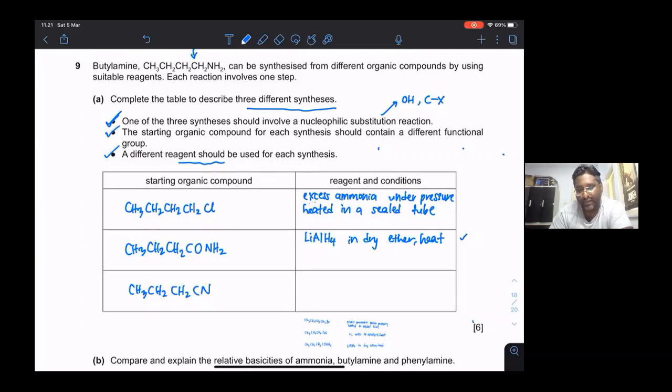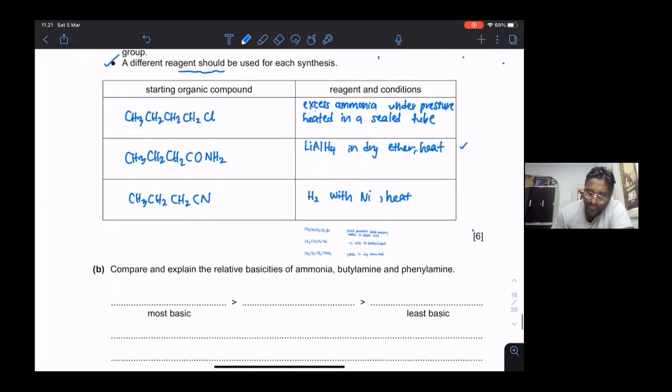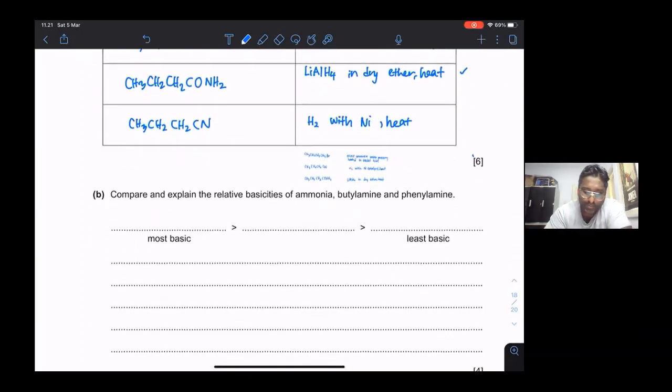So if you look at this reduction of nitrile, it can also be done using hydrogen gas with nickel catalyst, and then you heat up. So you can heat them up and you can actually get the reduction as well. So this is going to be the reactions.